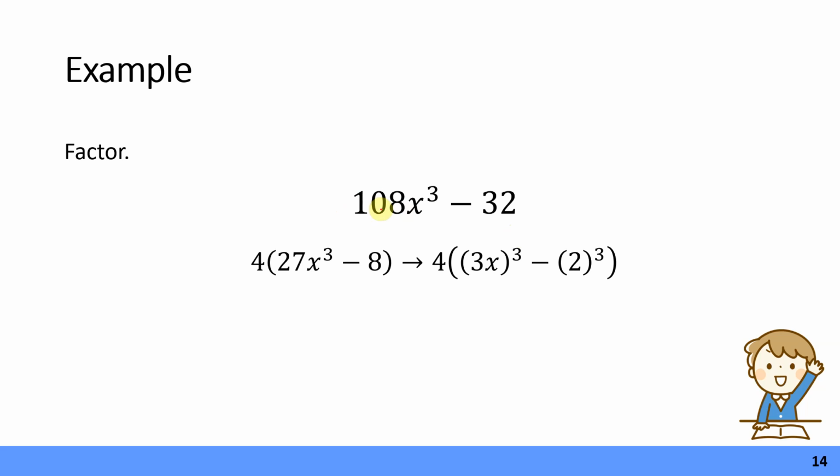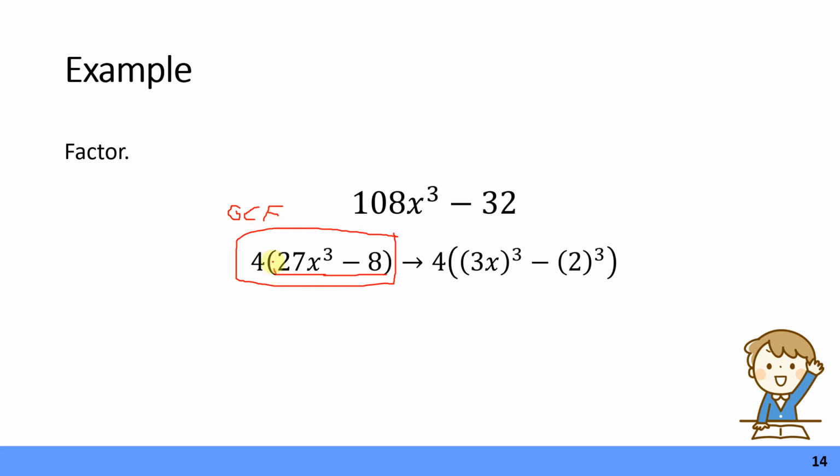Again, if you don't know how I got that number, just ask yourself, what's the biggest number that goes into 108 and 32? And then just give it a couple of tries, right? I found out that 4 goes into both of them. So 4 goes into 108, and I divide it, and I get 27x to the third. If I divide 32 by 4, I get -8. So this is how I got this part here. All I did was take out the greatest common factor. All right, that's what I did.